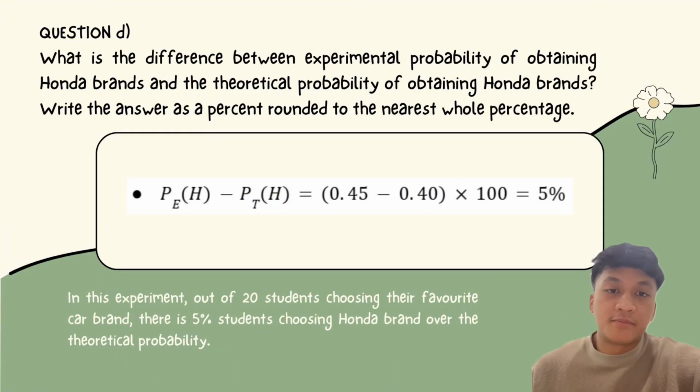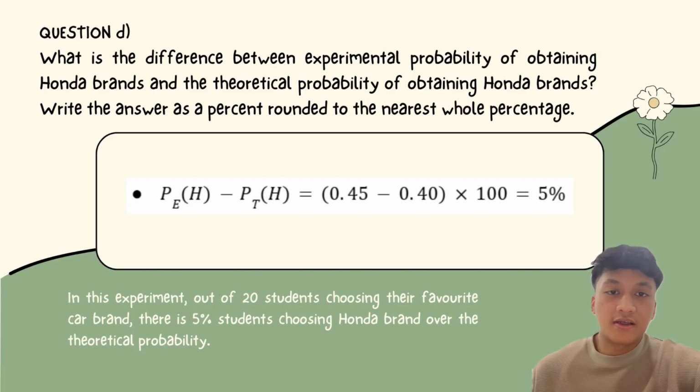Okay, now I am going to explain about question D. So the question is, what is the difference between the experimental probability of obtaining Honda brands and the theoretical probability of obtaining Honda brands? We need to write the answer as a percent rounded to the nearest whole percentage. So the formula is PEH minus PTH. PEH is the experimental probability of Honda brands and PTH is the theoretical probability of Honda brands. So PEH is 0.45, and we minus PTH, which is 0.40. Then we multiply by 100 to get the percentage. So the answer is 5%.